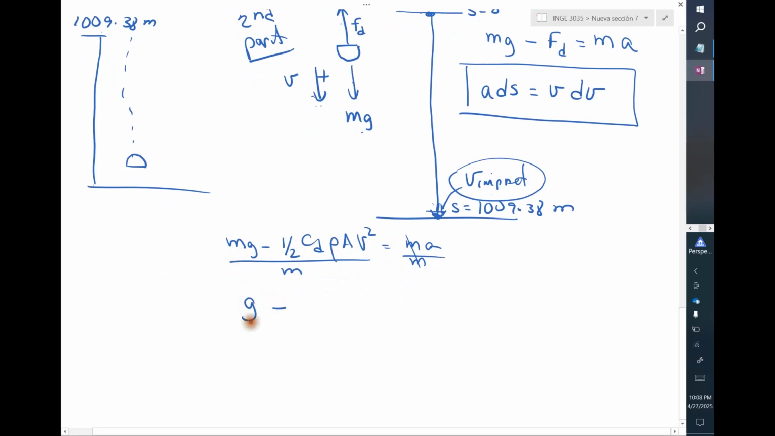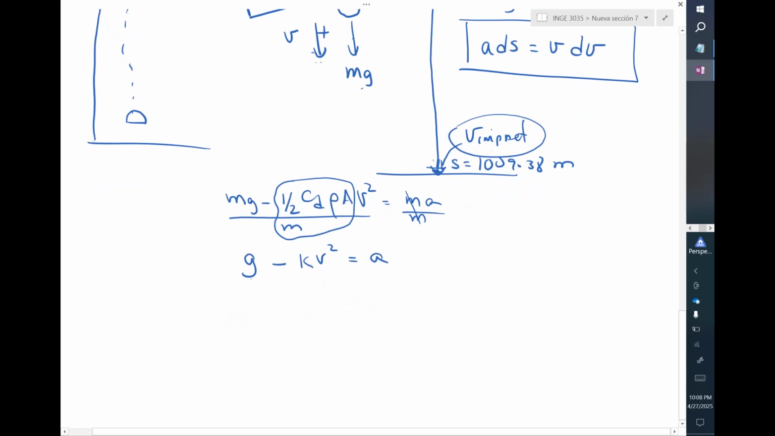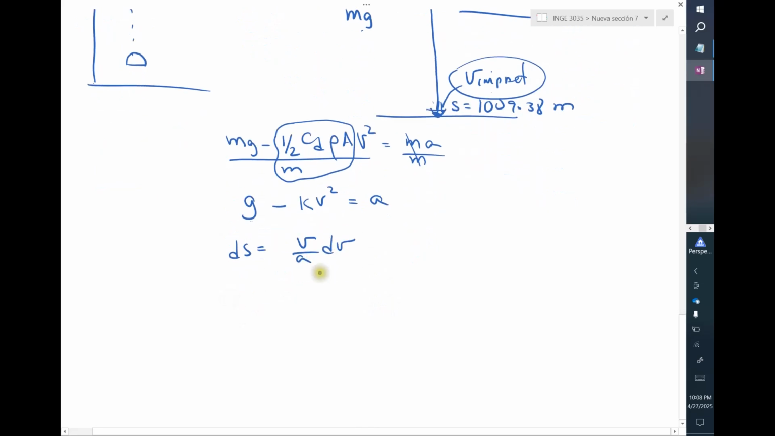The g part is positive now, but the drag is still the same. Again, all this here can be combined into one constant, k b squared equal a. So with that said, this is straightforward. We have ds equal v over a dv, but now a is in terms of b, and that makes life easier, because then we have v dv over g minus kb squared.